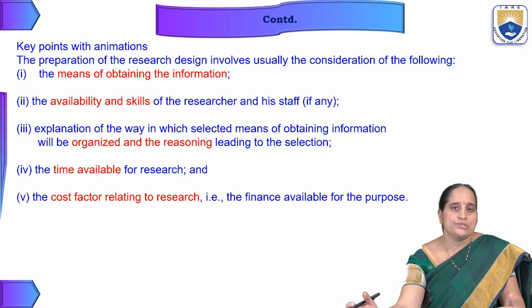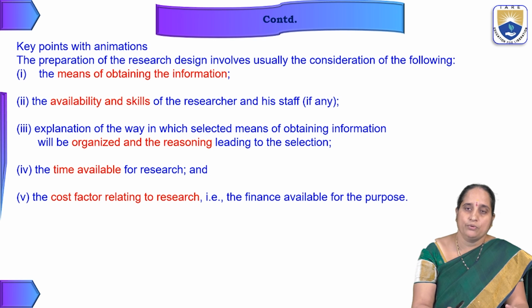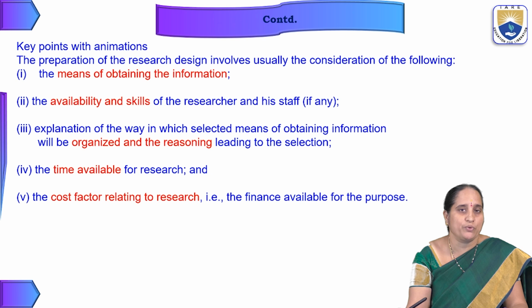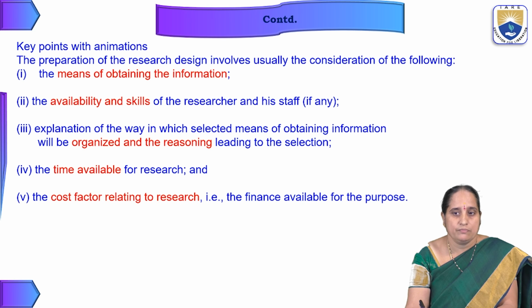Then the preparation of research design involves some points. The first one is the means of obtaining information, whether you are going with a formal or informal experimental design, whatever may be the type of research design. Then we see what type of data we can collect, and what the sources are, how you are going to collect the data related to the specific problem. So that also we need to see. And then the availability and skills of the researcher and his staff. Both should be familiar with the specific topic they have chosen for the research, and whether the researcher has the capability or skills to analyze the problem and find out the various solutions or not. So that is also important.